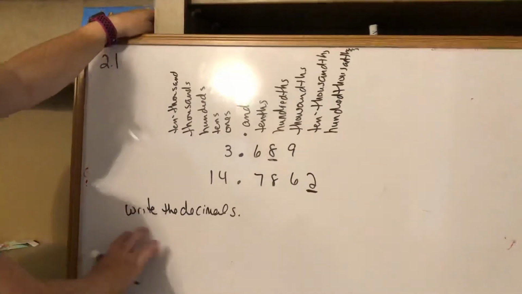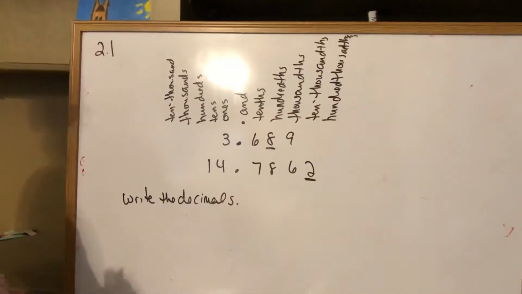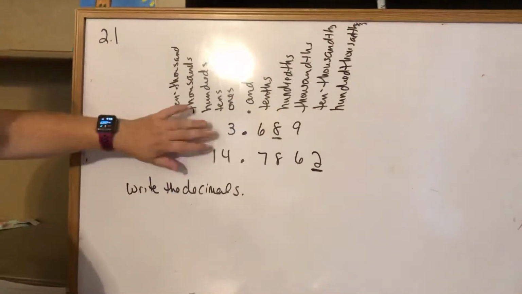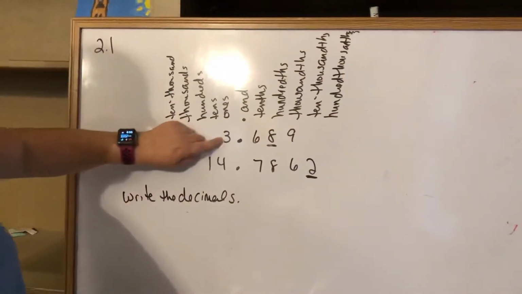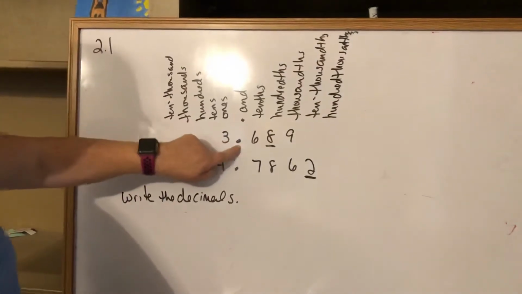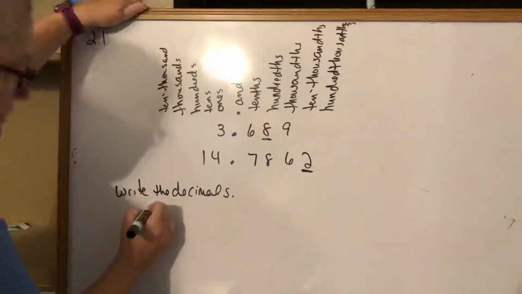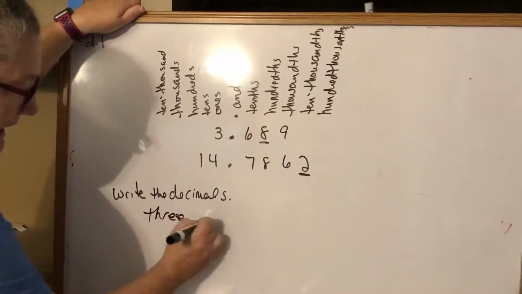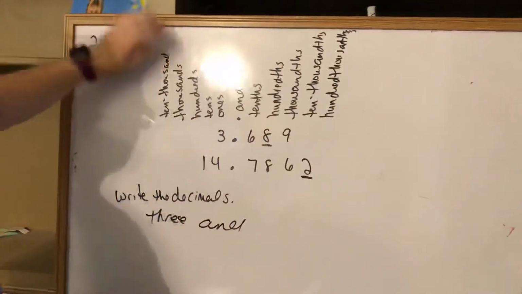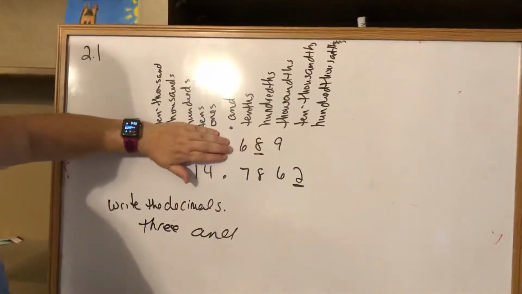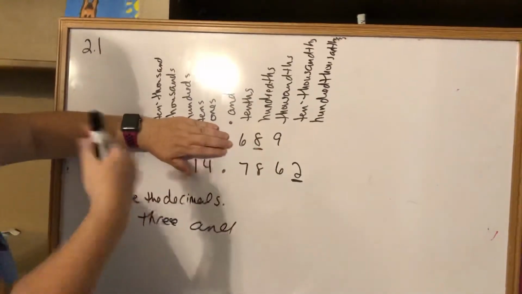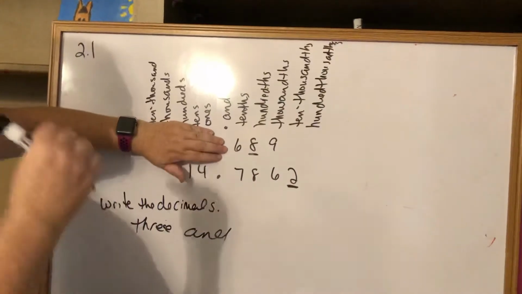Now, when we want to write the decimals, that means write it in words. If we can say these, then we can write them. How we say it is we always start with the whole number. We say 3 and. The decimal is always and. You cover up the decimal and you read this as if it was a whole number. How would you say 689? You would say 600.